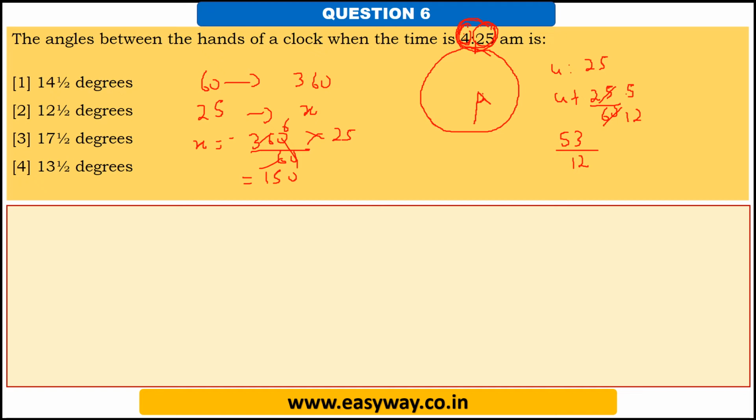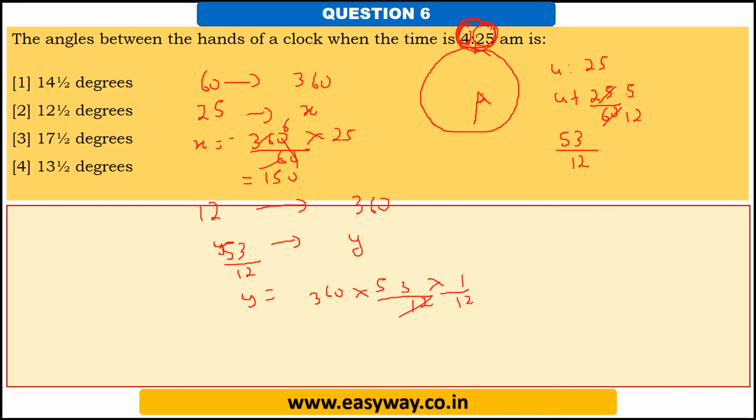Now in 12 hours the hour needle covers 360 degrees, right? In 12 hours the hour needle covers 360 degrees. So in 53 by 12 hours it will cover, let us say, y degrees. We know that the hour needle covers 360 degrees in 12 hours. So y will be equal to 360 into 53 by 12 upon 1 by 12.